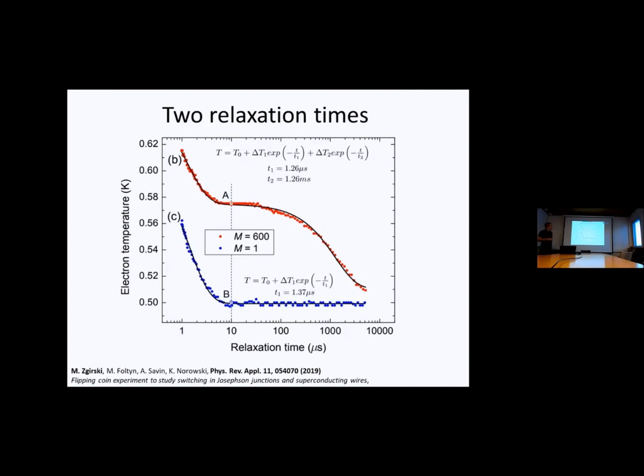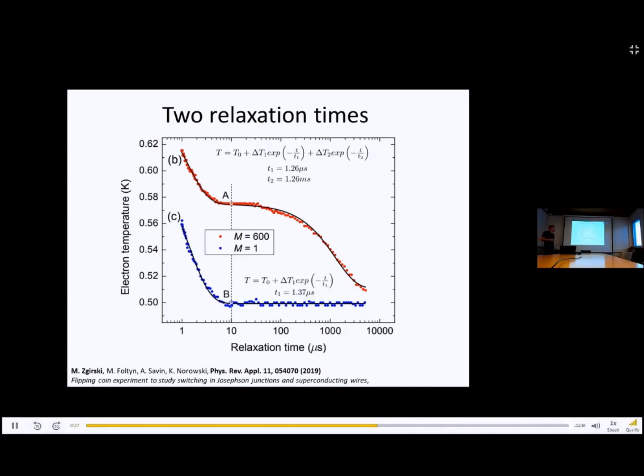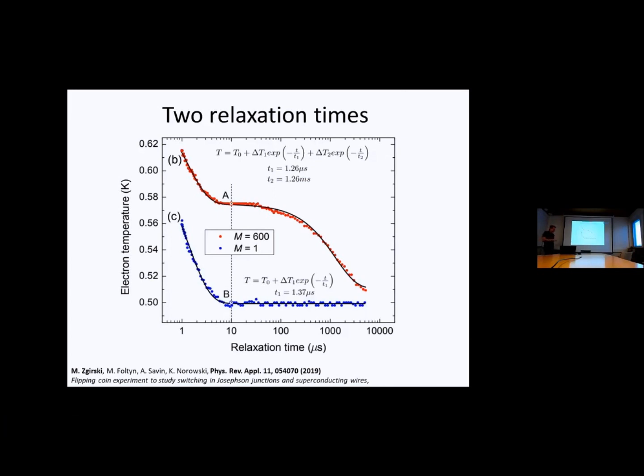So it is the time that it takes for electrons to come back to equilibrium of phonons. But if you now send 600 switching pulses, so this is forced switching, so we really pump a lot of energy. You can consider that this is just one long heating pulse. And now you measure again the relaxation.